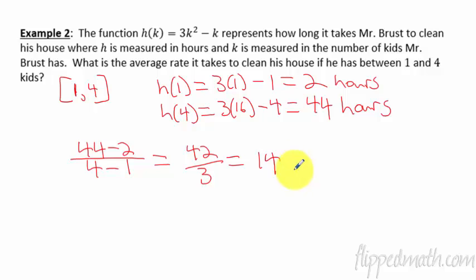So the important thing here is when we're talking about an actual word problem that has an application to it, you must have units. It's very important in calculus that we always include our units if at all possible, if they represent something. And so in this case, the y value is the hours and the x value is the kids. I shouldn't say y and x because we're using h and k, but I should say dependent and independent. So this is going to be that it takes him 14 hours per kid to clean his house. It takes 14 hours per kid on average.